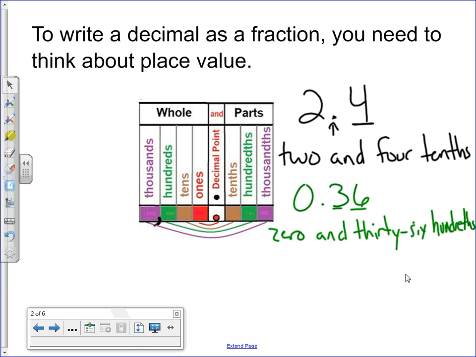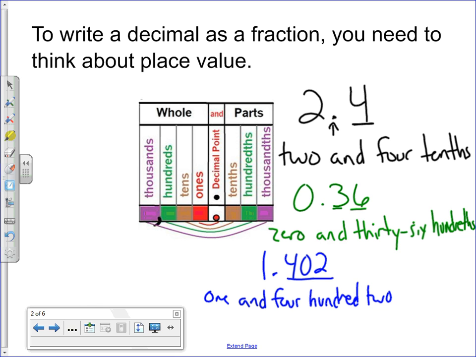And then the last part here would be if I have a decimal that goes 3 places. So let's say 1.402. I wouldn't read it as 1.402. That's not good math vocabulary. I would write it as 1, use the word and again for the decimal. And now there's 3 digits there, so I'm going to read those all as one number. I read it as 402 thousandths.